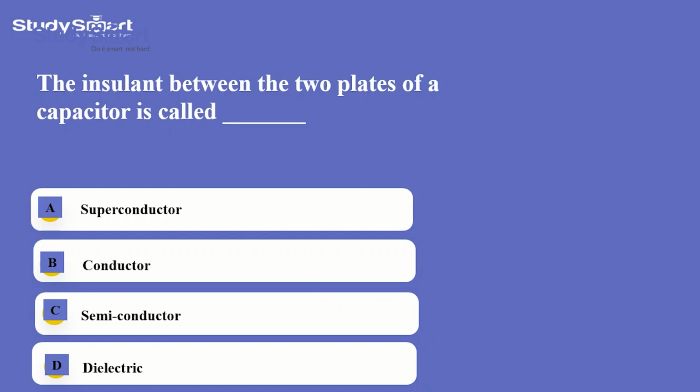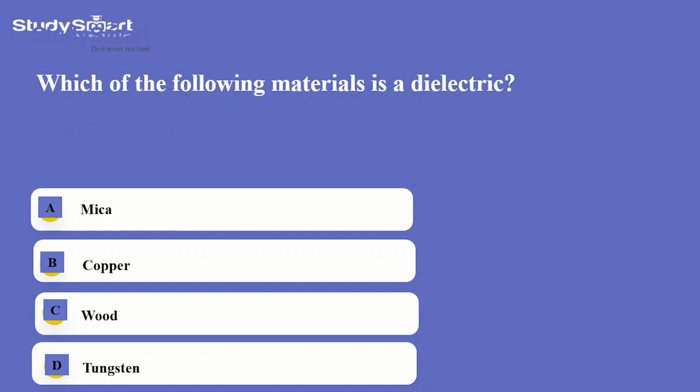The insulator between the two plates of a capacitor is called a what? So dielectric is the correct answer to this question.